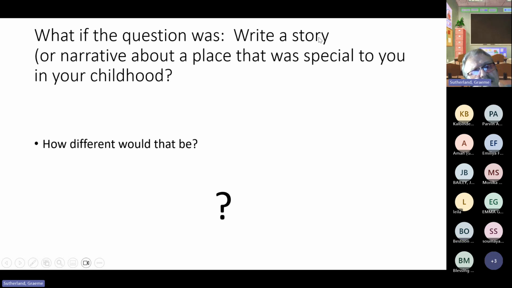If you write a story, if you think about the word story as narrative, sometimes they'll use this word narrative. Narrative simply means a person or people are doing something.